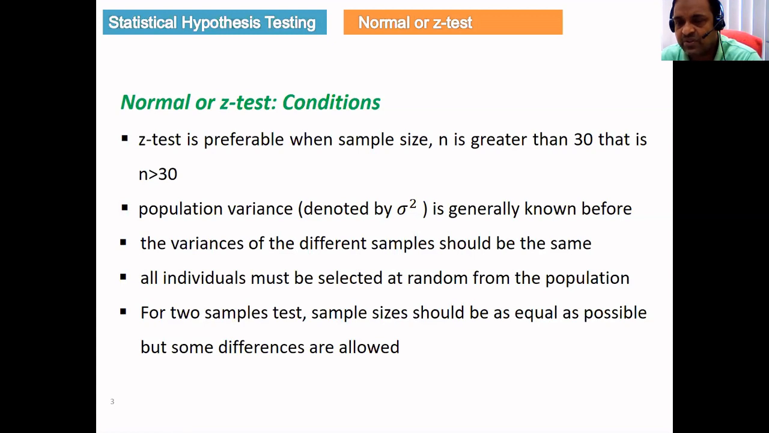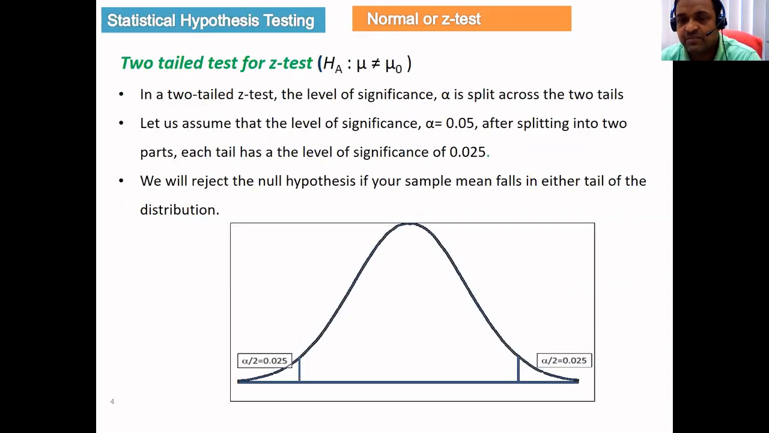So for the normal distribution, we learned that the sample size should be greater than 30 and the variance of the population should be known. And if you take two samples from two different populations, it is better that they have almost the same variance. Same doesn't mean equal, almost the same variance. And we select the sample randomly, and for two samples it is better to have the same size. Okay, these are the conditions for the normal distribution. Now let us go into details.